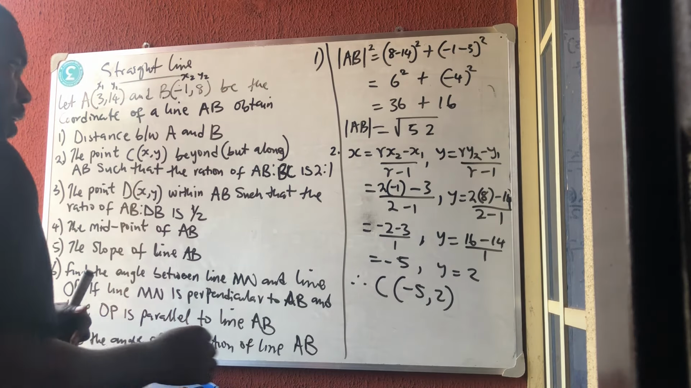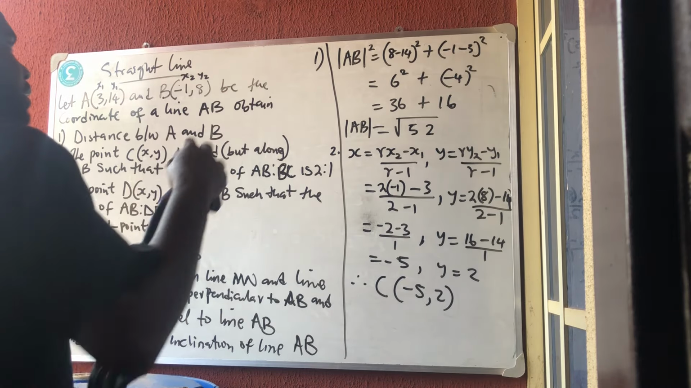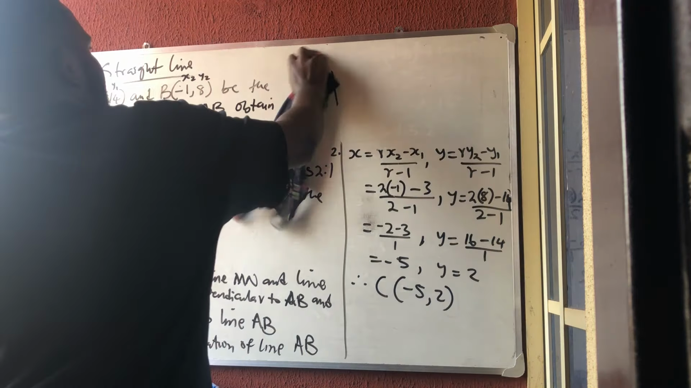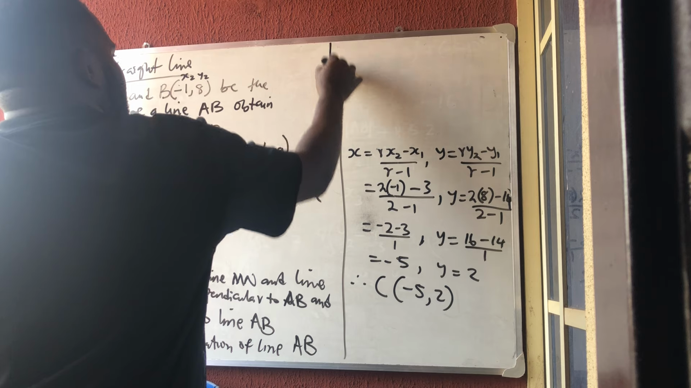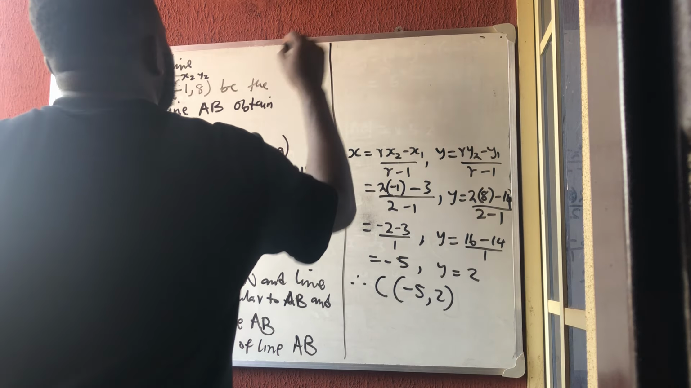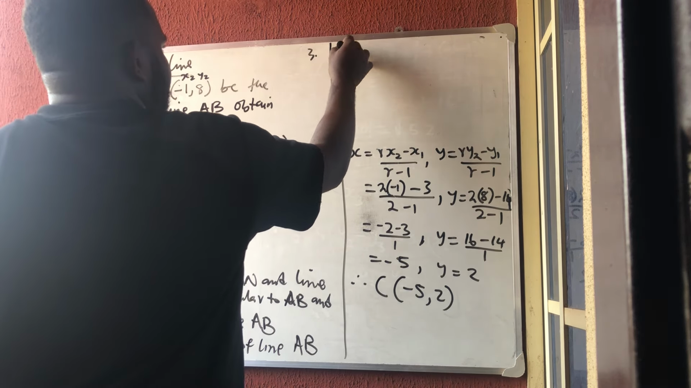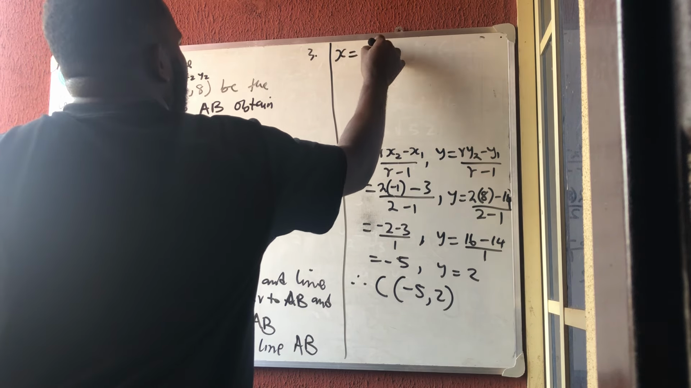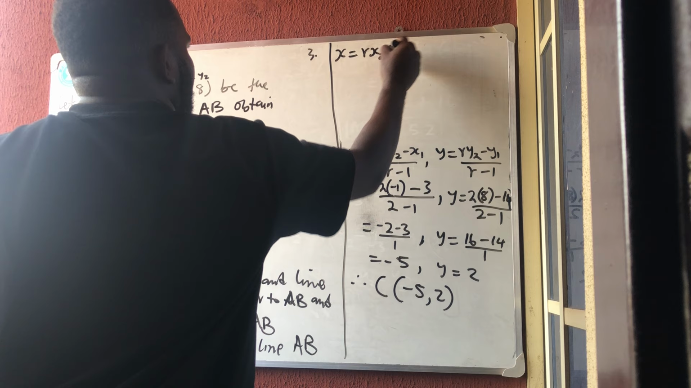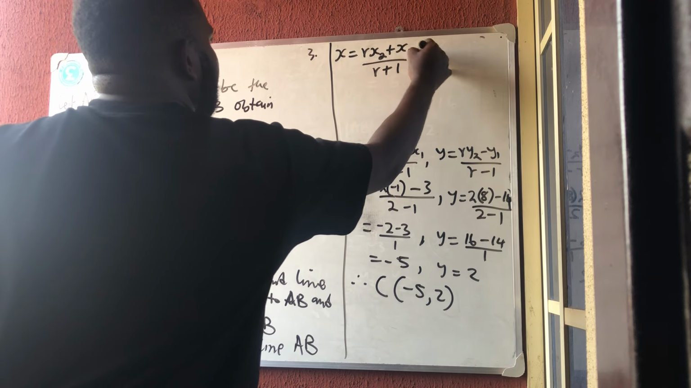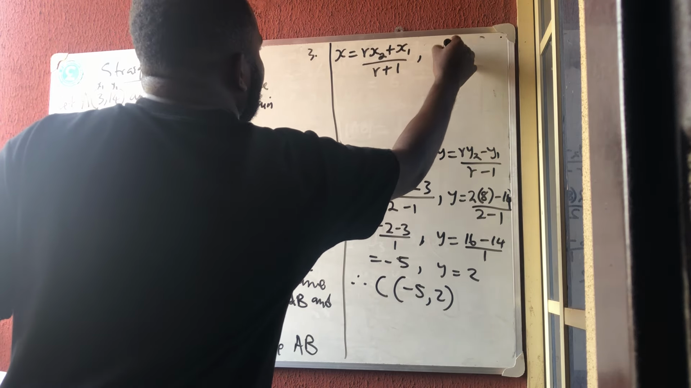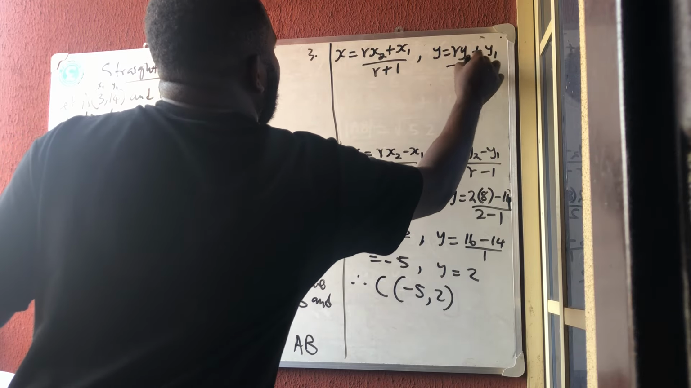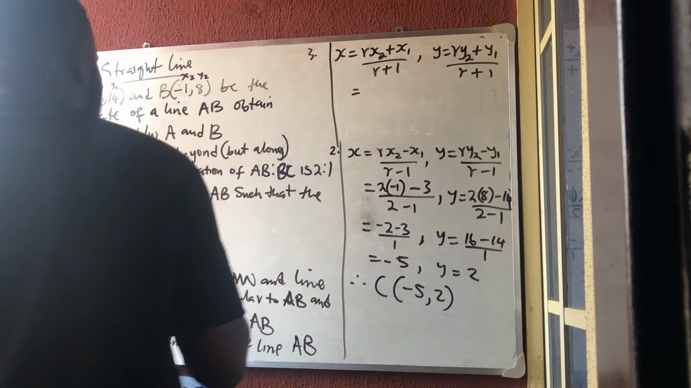So the next one we're going to do is number 3. Whenever you hear within, they are talking about internal division. So number 3 said within. So if it's internal division, to find x, x is equal to what? Start from r. r x2 plus x1 divided by r plus 1, comma. Here y should be what? r y2 plus y1 all over r plus 1.